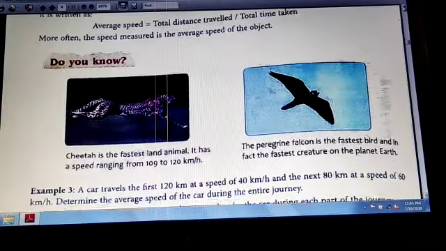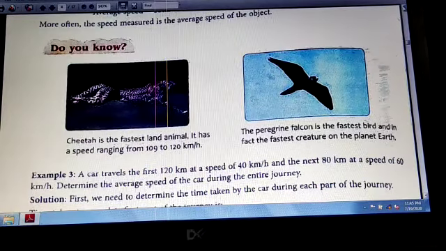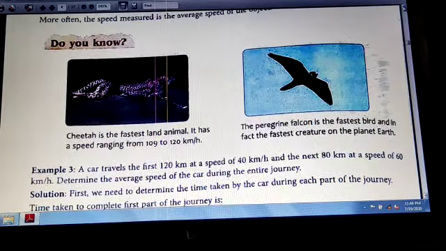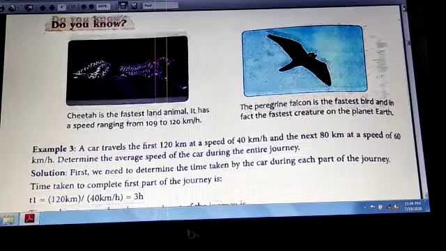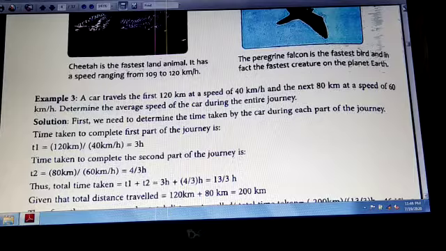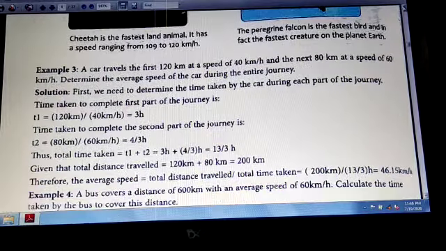Now you can see in the picture, all of you know that the cheetah is the fastest land animal, and it has a speed ranging from 109 to 120 km per hour. Now the peregrine falcon is the fastest bird and the fastest creature on this planet. Again a numerical is given, so we'll do the numerical. I'm just explaining now, but I will send related videos so that you can understand the conversion more easily.